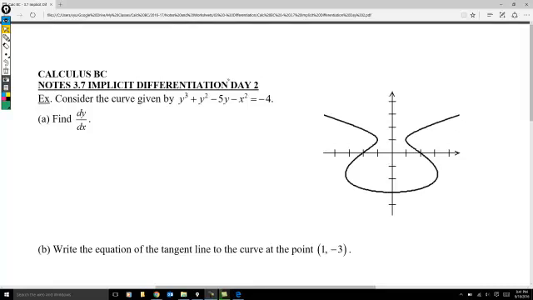What's up, people? We are doing implicit differentiation a second time. All right, so I got this whacked out curve here. It looks kind of weird. And first thing they want me to do is find the derivative. All right, so this is my function.